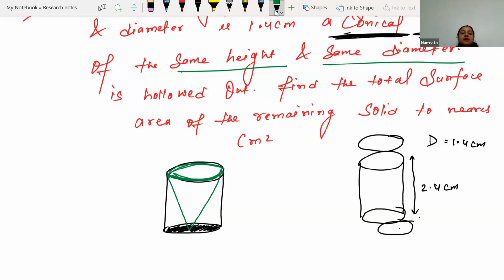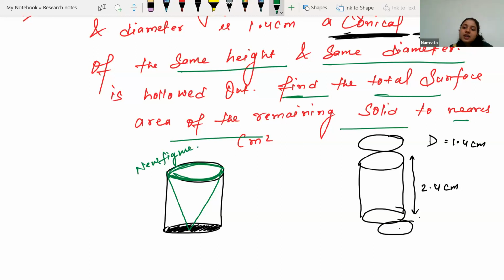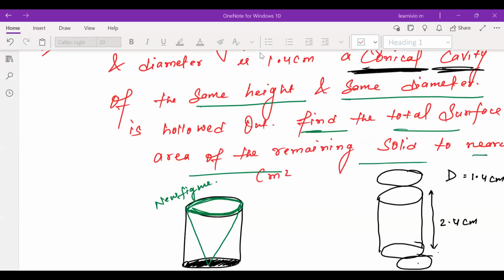Now, what exactly do we have to find? Find the total surface area of the remaining solid. We have to find the total surface area of this new figure which you can see. Anyone, how to find the total surface area of this figure? Please try it and let me know. Anyone? Any idea?